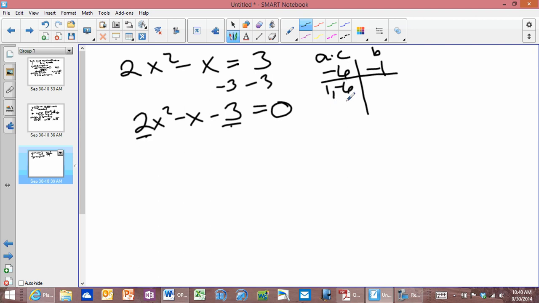Oh, one of them has to be negative to get to negative 6. Does that add to negative 1? No. How about negative 1 and positive 6? No, doesn't add to 1. So then I have 2 and 3, 2 and 3 and 3 and 2.